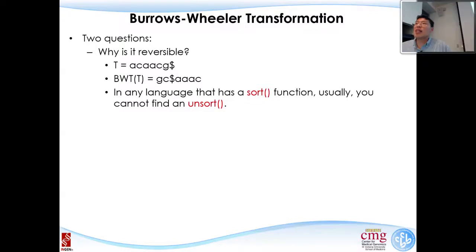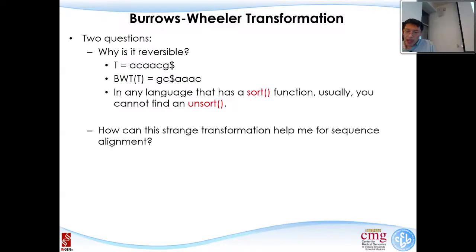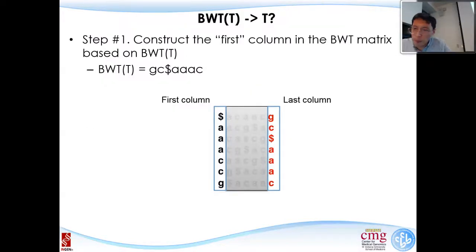And the reason this is kind of special is if you normally do sort, you cannot do unsort, right? If you don't record the previous one, the original record. But this is something that you can reverse it back. And the second, more fundamental question is why this strange transformation can help us to do sequence alignment, right? For me, this is really just a tool to torture us rather than being useful. But we'll see how this can be useful.